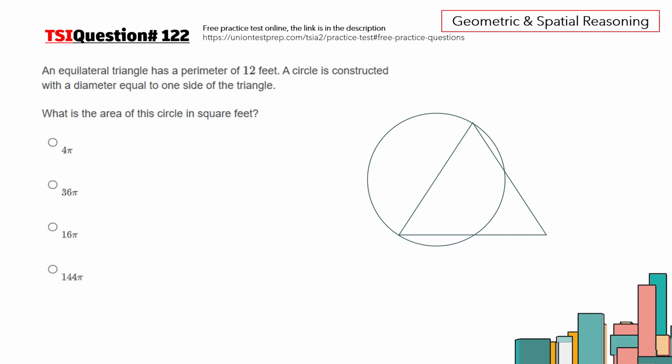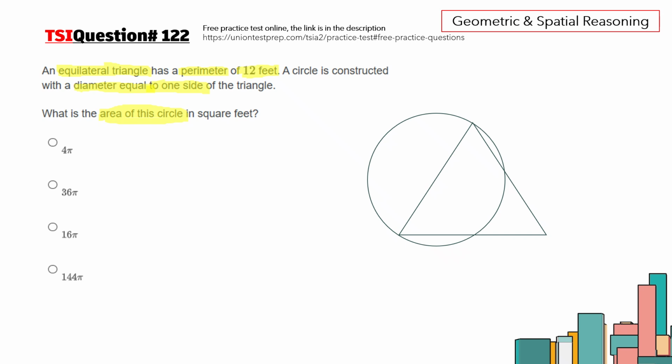So we have to know what is the given information. Of course we have the equilateral triangle perimeter, and then we have to find the area of the circle, and they tell us that the diameter is equal to one side of the triangle.